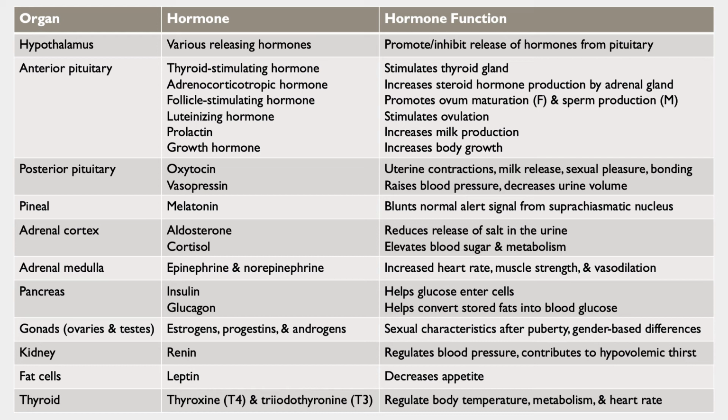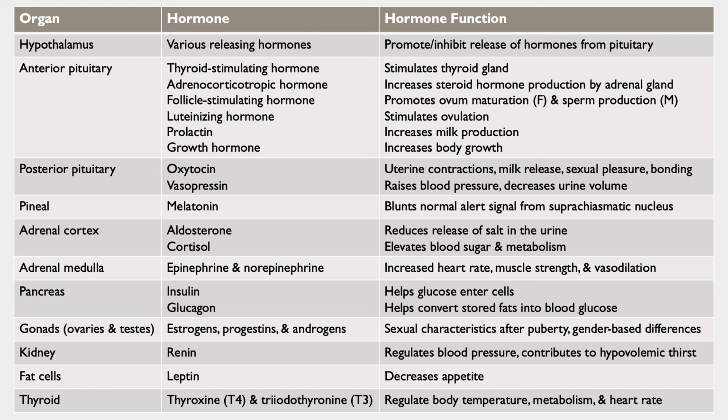Ultimately, all of these hormones function to either promote or inhibit the release of hormones from the pituitary gland. It does this by releasing certain hormones that directly affect the pituitary. For example, I'll mention 3 different hormones that the hypothalamus releases that directly affect the anterior pituitary.